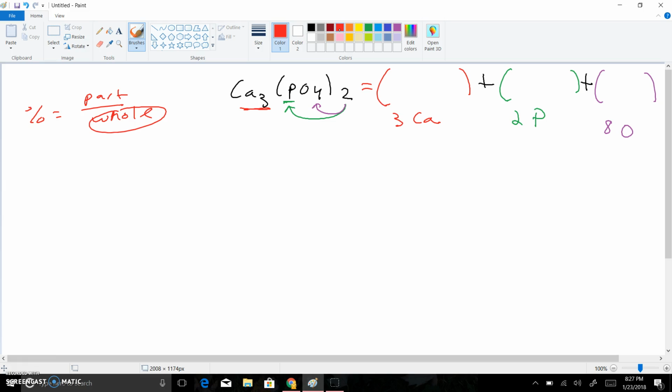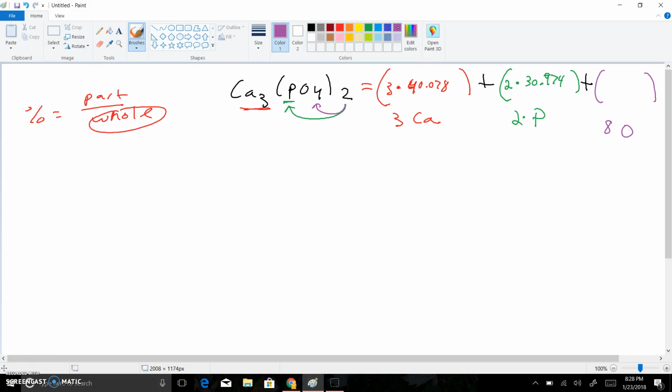So, start with calcium. I'll look up calcium on the periodic table. If you look him up, he's 40.078. That's how many grams he is per calcium. And I'm going to multiply that by 3, because there happens to be 3 calciums. Looking up phosphorus, if I look for him on the periodic table, I'll find P. P will have a mass of 30.974. And there happens to be 2 of them, so I have to multiply this by 2.